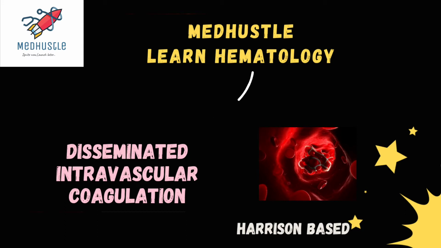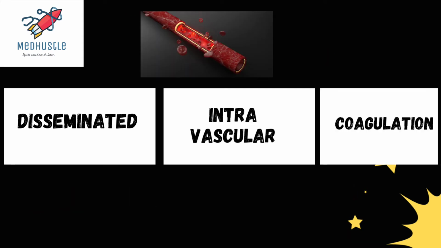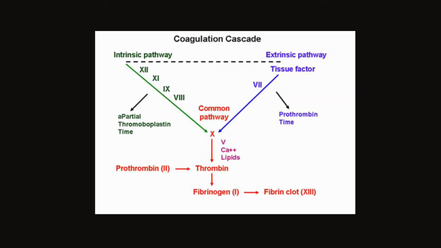Today, let's learn about DIC, that is, disseminated intravascular coagulation. As the name suggests, DIC: disseminated, that is all over the body; intravascular, that means inside the vessels; coagulation. To learn about DIC, first let's get a hang of the coagulation cascade.